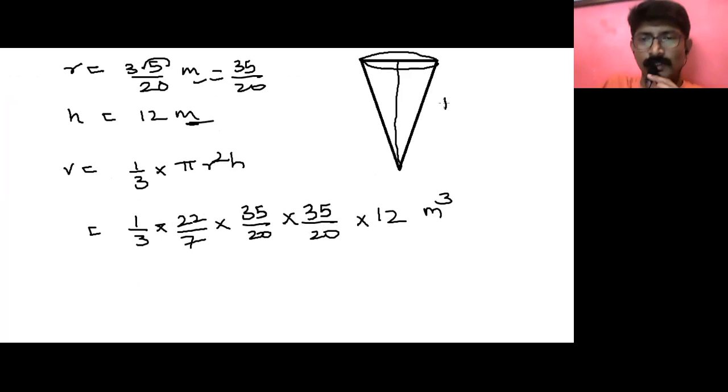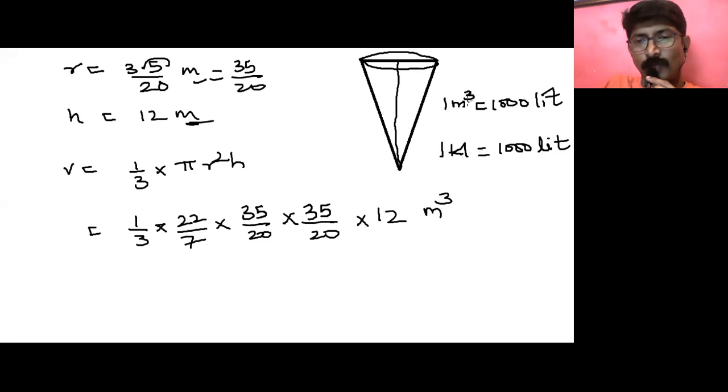So what are the conversions? 1 meter cube is 1,000 liters. So what is the conversion between liter and kiloliter? One kiloliter is equal to 1,000 liters. Please understand this. 1 kiloliter is equal to 1,000 liters. So can we write 1 meter cube as 1 kiloliter? That's it.